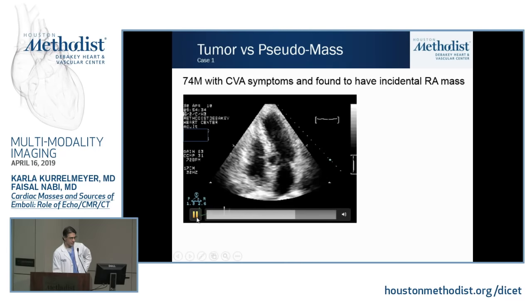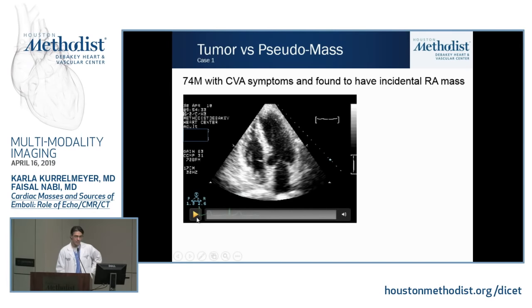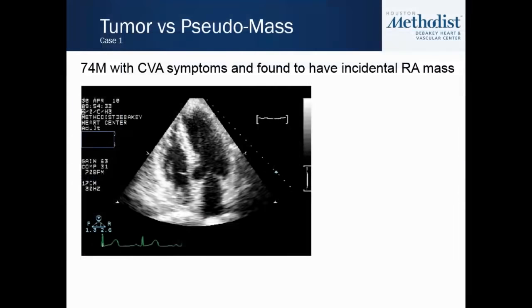But you'll see a structure here in the posterior right atrium. This patient was 74. He really came in with a stroke. There was, of course, a mass noted in the right atrium, and there was a concern that this was something significant and therefore he was referred to the CMR lab.